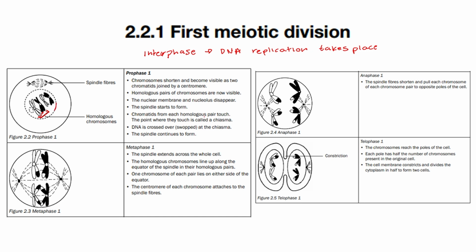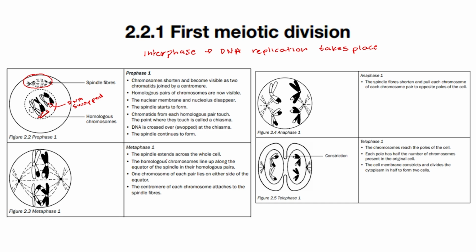The spindle fiber starts to form, this being the spindle fiber, forming from the centrioles. The chromosomes of each homologous pair touch at a point called the chiasma. DNA is crossed over, swapped at the chiasma. This process is known as crossing over, where the inner chromatids of each homologous pair will cross and swap DNA, resulting in recombinant chromosomes. This introduces more genetic variation into meiosis.